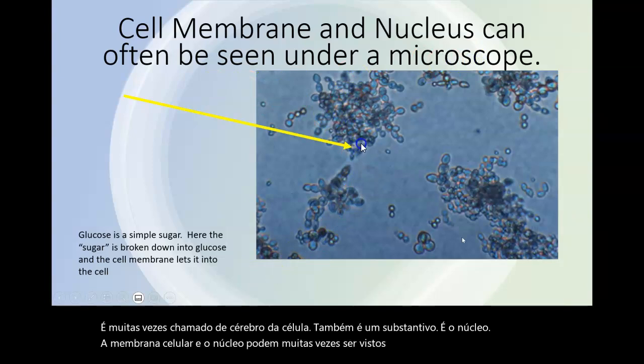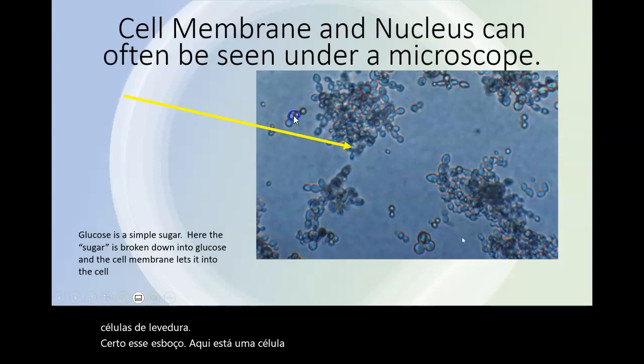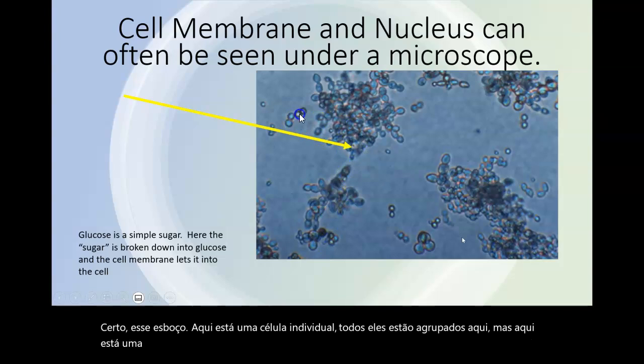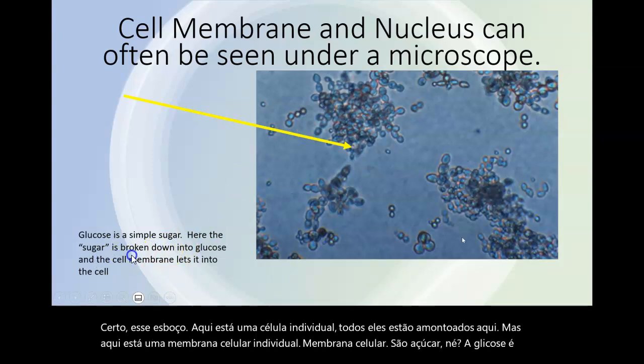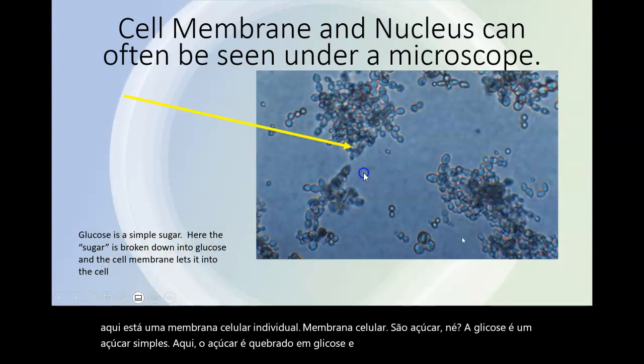These are yeast cells, right? That outline, here's an individual cell. They're all clumped together here, but here's an individual cell. Cell membrane, cell membrane. These are sugar, right? Glucose is a simple sugar. Here the sugar is broken down into glucose and the cell membrane lets it into the cell.